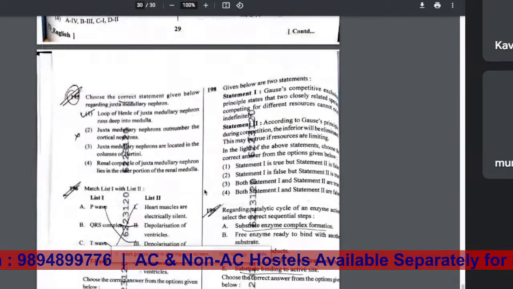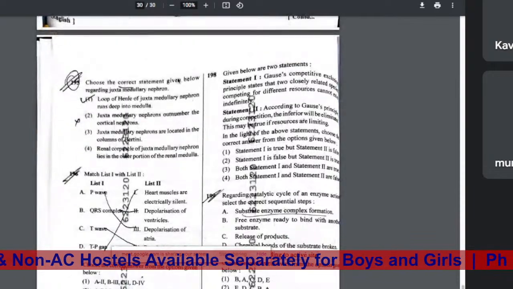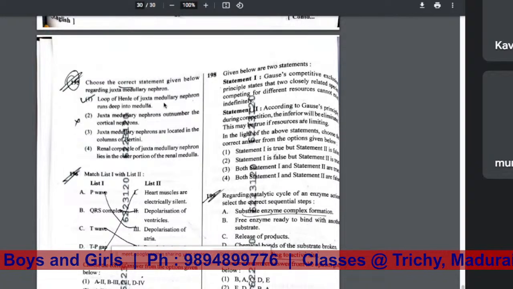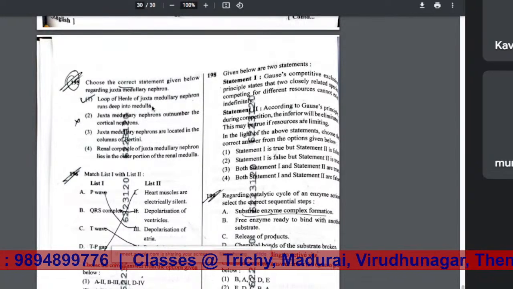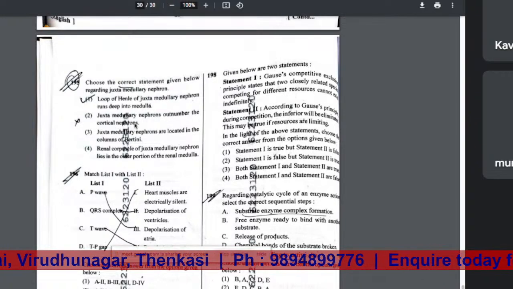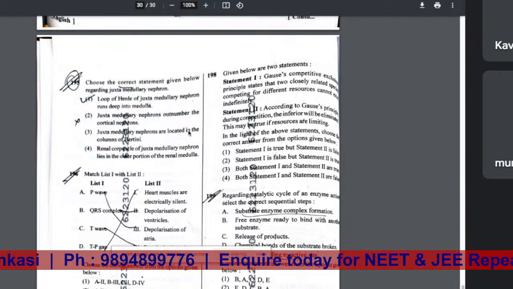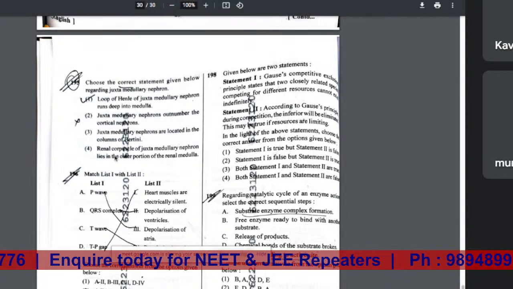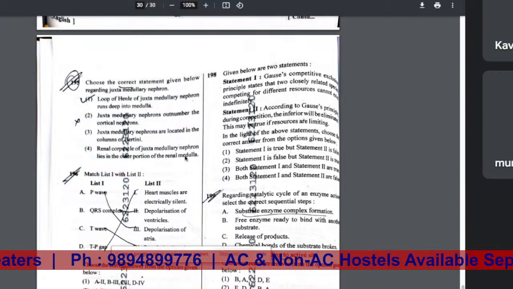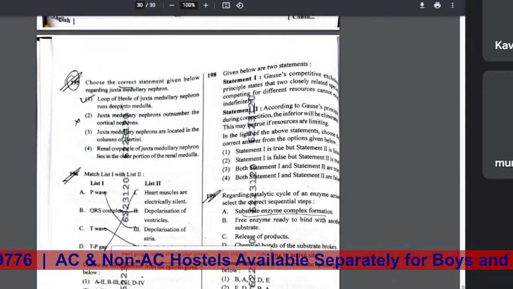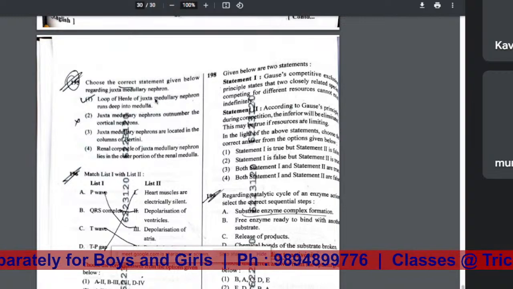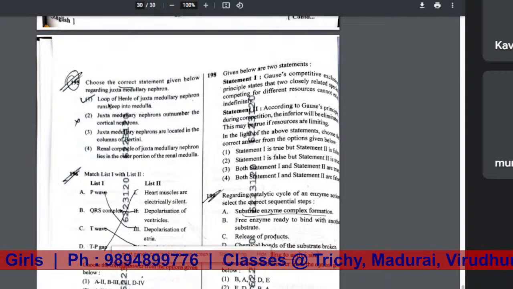The 195th question: choose the correct statements given below regarding juxtamedullary nephrons. Loop of Henle of juxtamedullary nephrons runs deep into the medulla. This is one statement they have given. Juxtamedullary nephrons outnumber the cortical nephrons is the wrong statement. Juxtamedullary nephrons are located in the columns of Bertini is also wrong. The renal corpuscle of juxtamedullary nephron lies in the outer portion of the renal medulla is also wrong. The only correct statement here is that the loop of Henle of juxtamedullary nephron runs deep into the medulla. That is why we call it a juxtamedullary nephron. So the answer is 1 here.